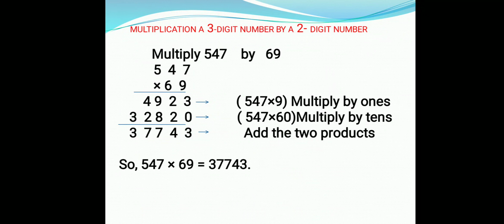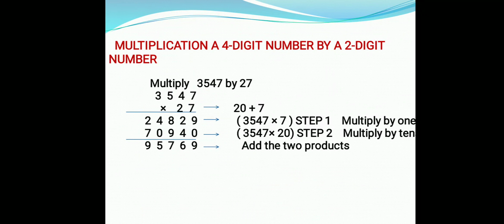Now let's learn multiplication of 4-digit number with a 2-digit number. For example, 3547 into 27. Step 1. Start multiplying from ones place. 7 into 7 is equal to 49. 9 we should write in ones column and 4 carried over.